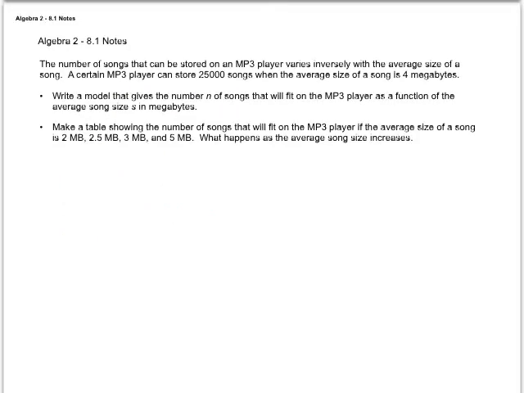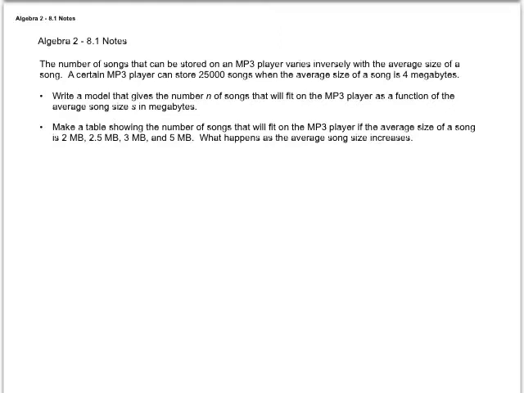Okay, now a story problem which relates all of this together and lets us see how it's going to work. The number of songs that can be stored on an MP3 player, think iPod, varies inversely with the average size of a song. So a certain MP3 player can store 25,000 songs when the average size of the song is 4 megabytes. Did you catch that? We've got our variation right there. The number of songs that can be stored on an MP3 player varies inversely with the average size.